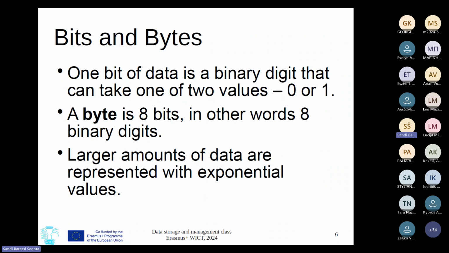So what we do is we group them, and the first grouping of these bits to represent a bigger value, something that has more meaning to us, is a byte, and that is 8 bits. So something like 11100000, or any combination of 8 bits, is going to be called a byte. If you aren't familiar with computers, you have probably heard this in terms of kilobytes, megabytes, etc. We can represent even larger amounts of data with exponential values, but we will talk about this when we talk about IEEE 754.